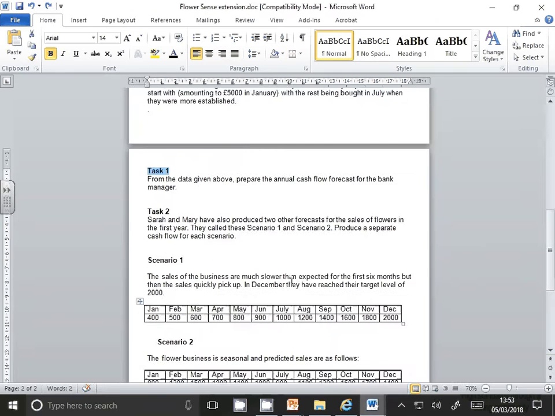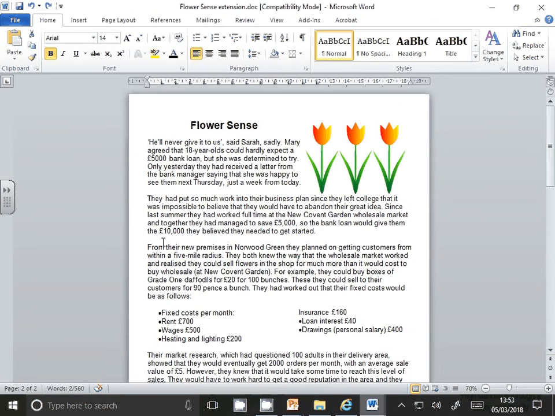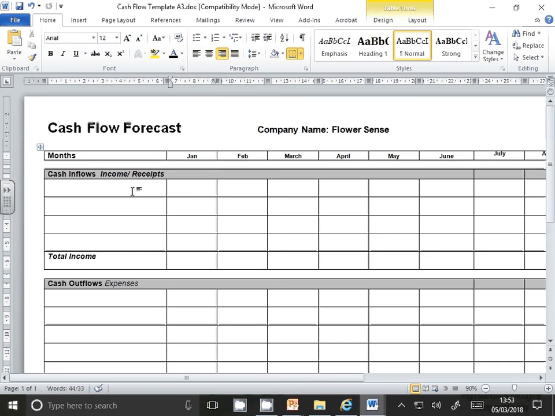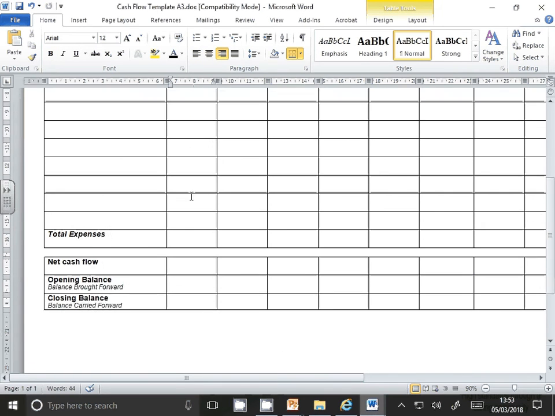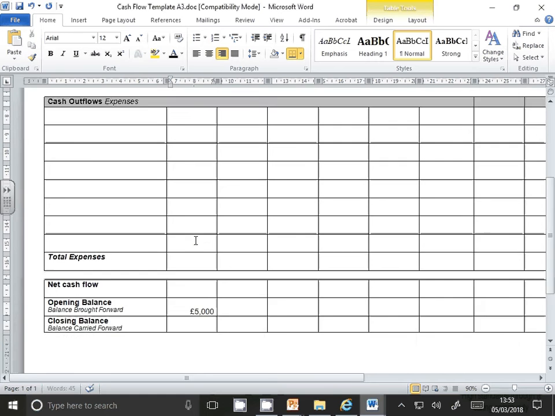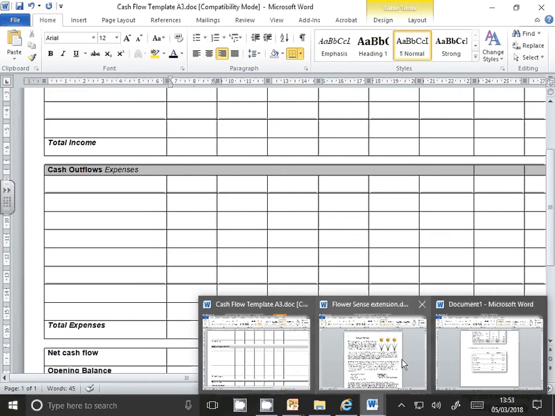So starting with Flower Sense, we are told that they want to get a £5,000 bank loan, and they already have £5,000 of their own savings. So the opening balance is going to be £5,000, that's their own savings. So I'll scroll down to here and I'll just type in £5,000, like so. I'm then going to come and have a look, just double check this as well.